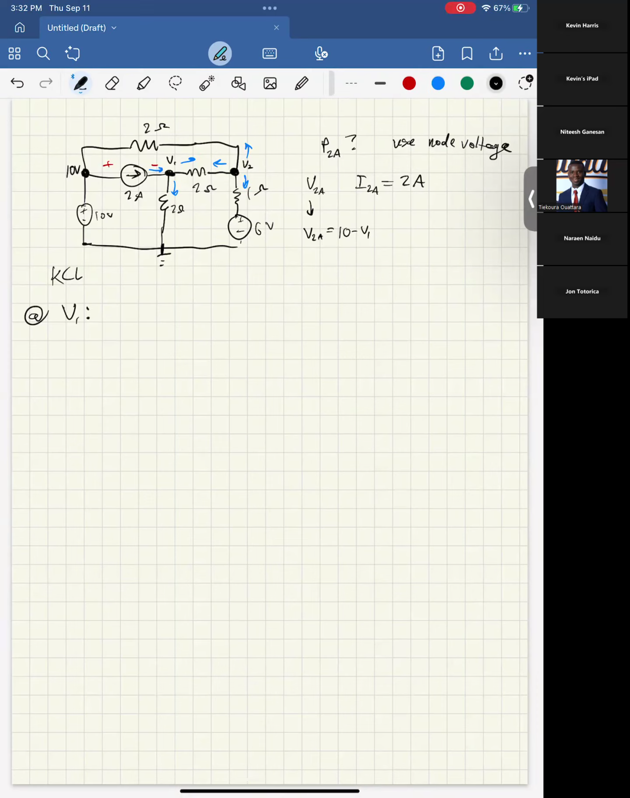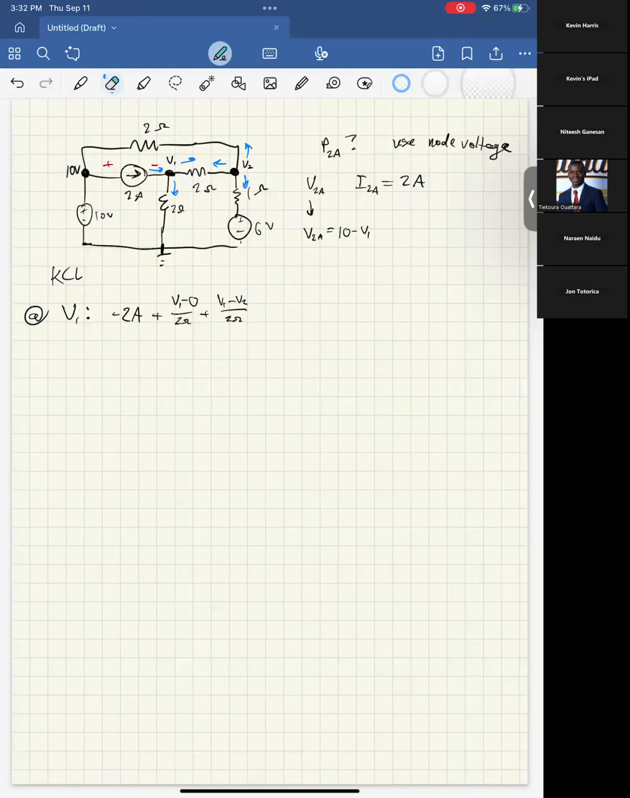So at V1, coming in from the left, we have minus 2 amps because it's going into the node. Next, we have V1 minus 0 over 2 ohms, which is the path going down. And then to the right, we have V1 minus V2 over 2 ohms. Again, I think this was a previous quiz question when I graded this last year. Some people got very confused about this and tried to do V1 minus 10 over 2 amps. Don't do that. Make sure you're actually thinking about it: each of these terms should be a current.